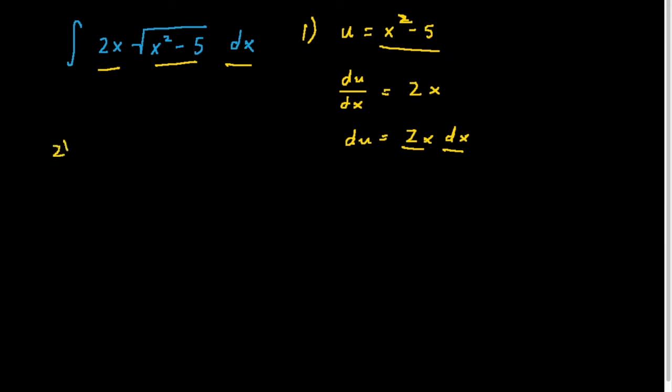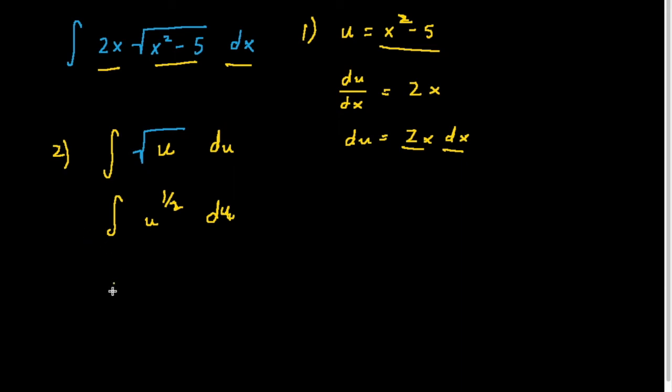In the second step, we'll rewrite the problem just using u. So we have the square root, that's the same, of u instead of x squared minus 5. And then instead of 2x dx, we know that 2x dx is equal to du. So we've replaced everything in this problem with u and du. In the next step, we'll take the antiderivative, but before we do that, of course, we need to rewrite this as, not the square root, but as u to the 1/2 power du, because we want to just use the reverse power rule here.